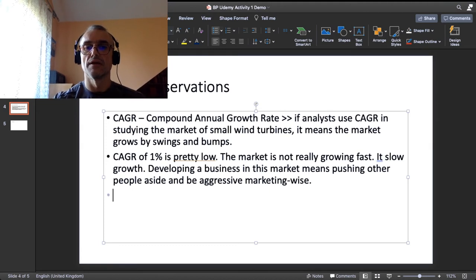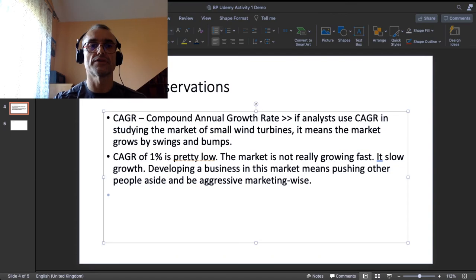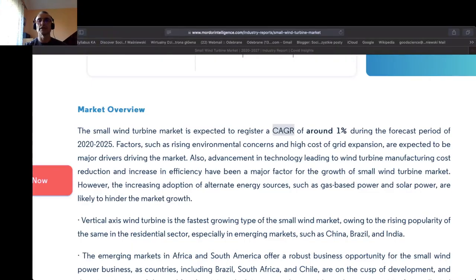Okay, let's go back to that short text. I go to the next paragraph. Vertical axis wind turbine is the fastest growing type of the small wind market, owing to the rising popularity of the same in the residential sector, especially in emerging markets such as China, Brazil and India. I have two pieces of information essentially here in this passage. First of all, it is the dominant technology, the vertical axis.